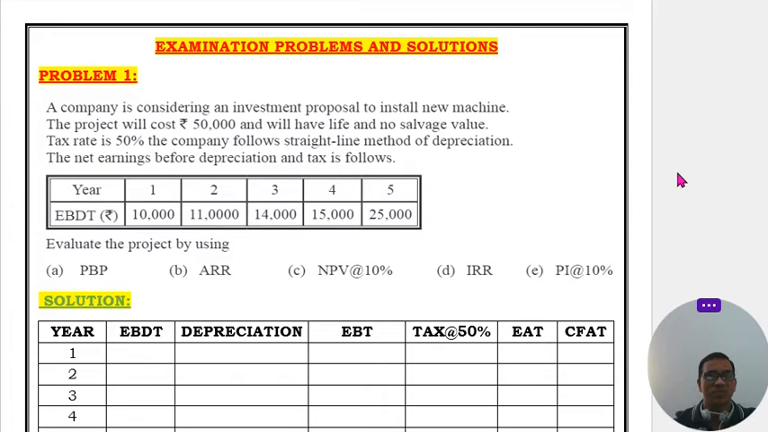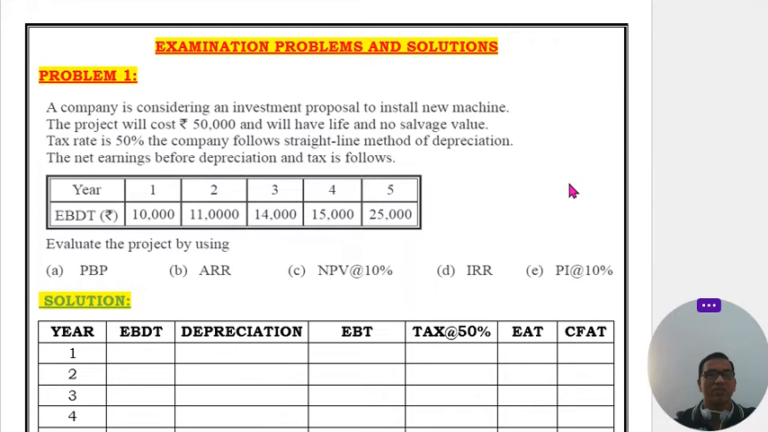Tax rate is 50%, and the company follows straight line method of depreciation. The net earnings before depreciation and tax, EBDT, is given for 5 years. Evaluate the project by using PBP, payback period, ARR, average rate of return, NPV, net present value method, IRR, internal rate of return method, and PI, profitability index method. So in this problem, you have to evaluate this project using all five methods covered.